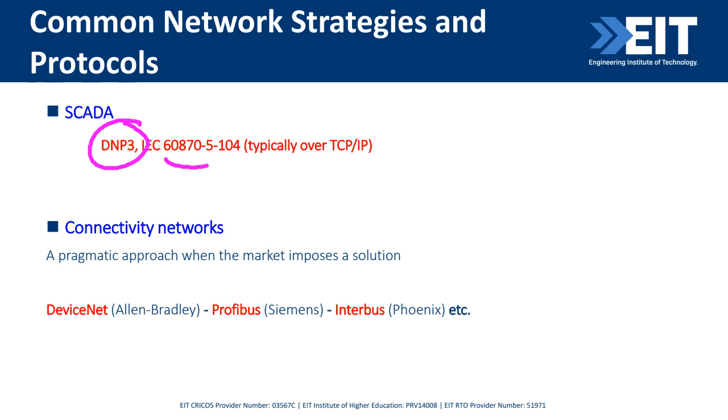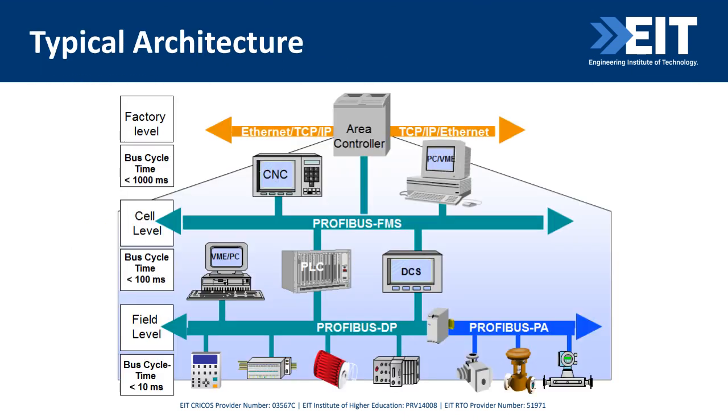And depending on where you are, you might see things like Profibus. This is mainly pushed by Siemens. DeviceNet, Allen Bradley. So we might be seeing these or utilizing these. Now, these are more in Europe. These are more in the US. Now, what might a network look like? What kind of architecture would you have in an industrial setting?